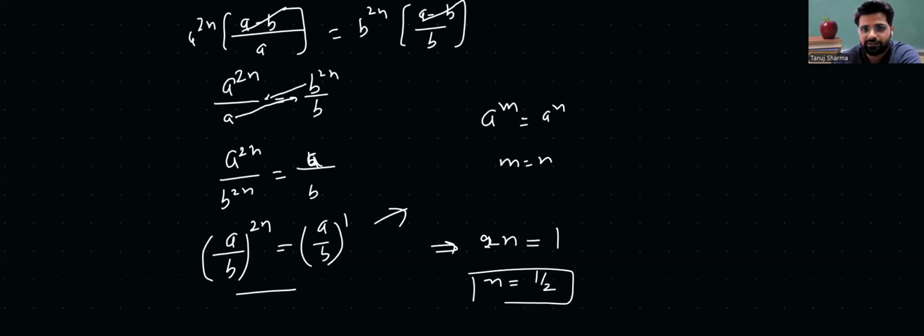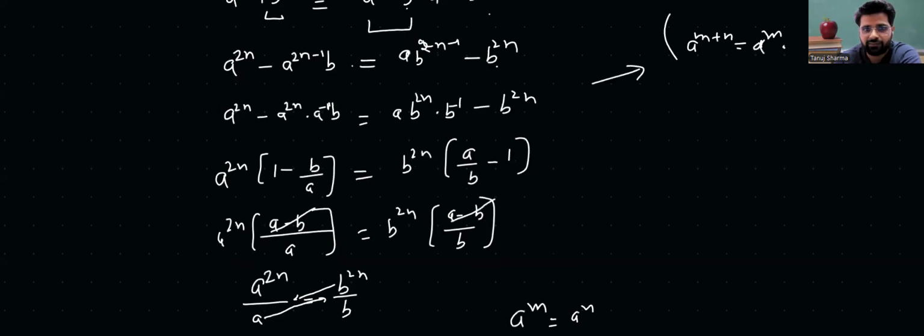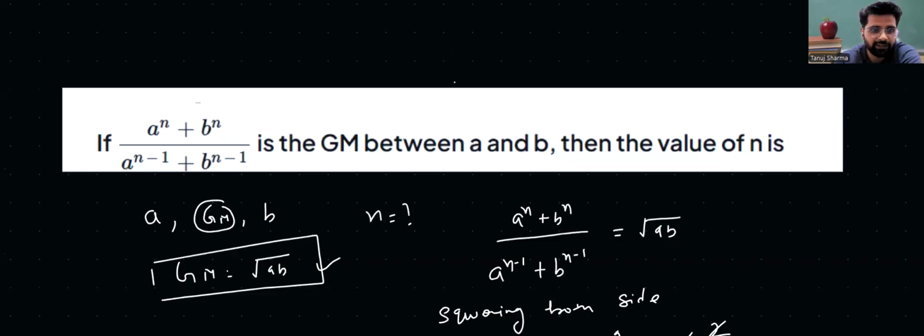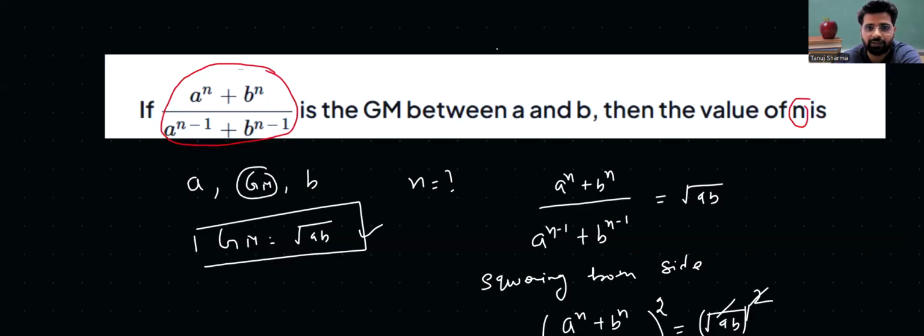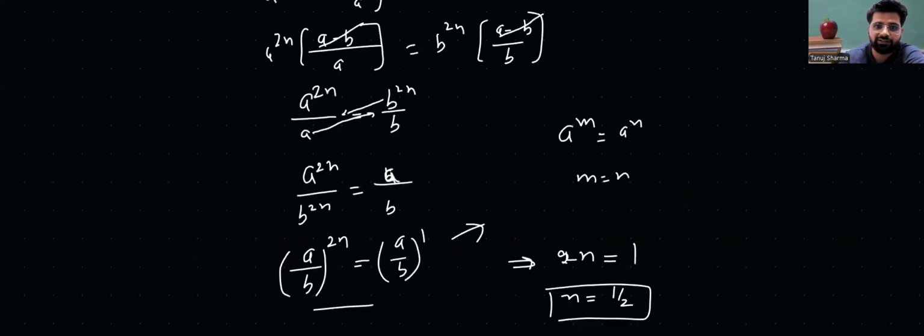If the question is that a raised to power n by b raised to power n is, I am just marking here, this part is the GM between the numbers a and b, then the value of n must be half. And how can we verify this? Now I am going to verify it. Look at this, whether my answer is correct or incorrect.